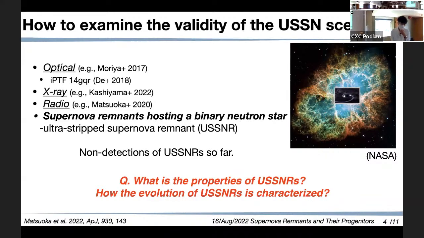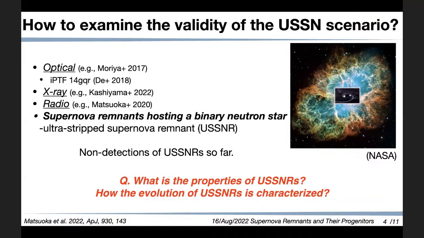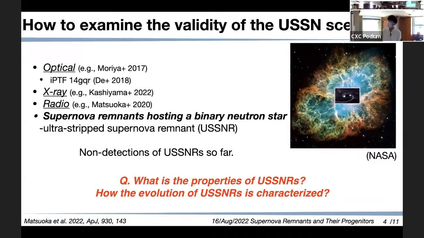And today's topic is the supernova remnants regarding this object. If the USSN has evolved for a long period of time, then we can expect that such an object will be observed as a supernova remnant hosting a double neutron star binary, shown in this figure. Here we call such an object an ultra-stripped supernova remnant, USSNR. We can expect that such objects can also examine the validity of the USSN scenario, but so far we have not detected any such object.